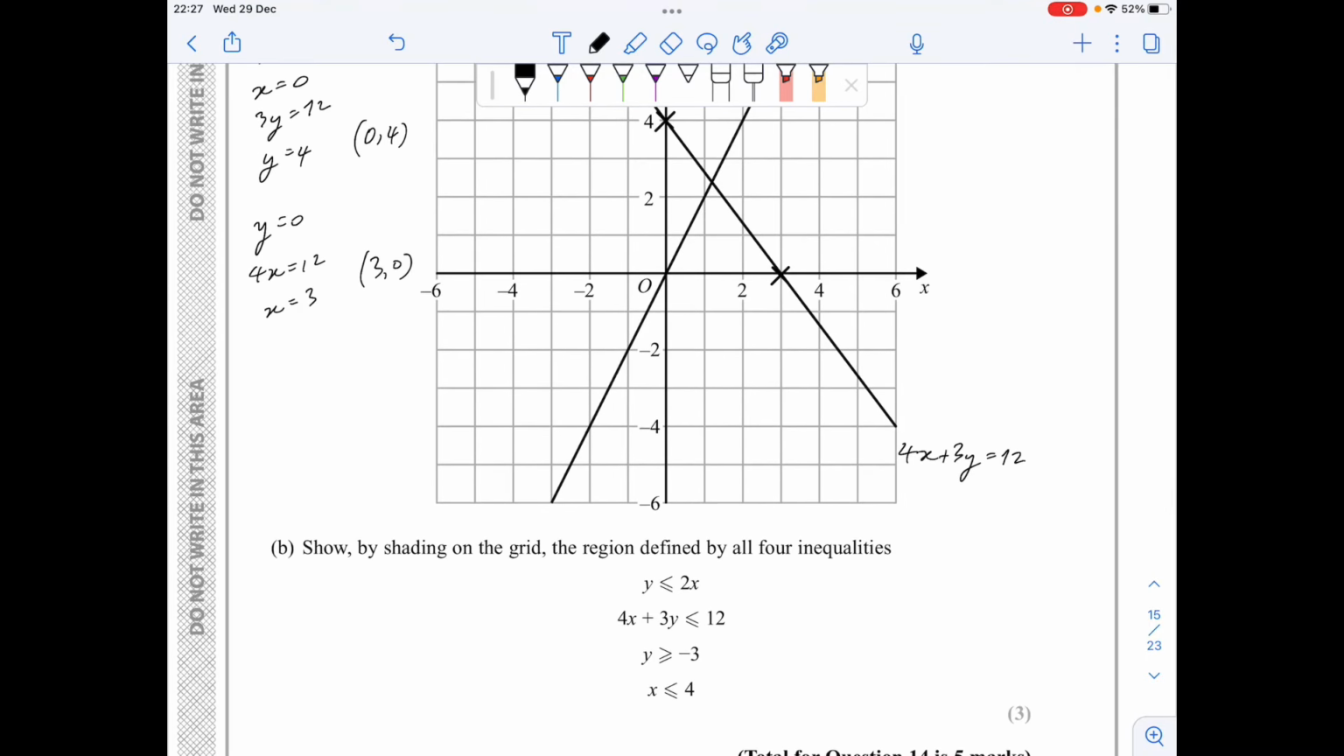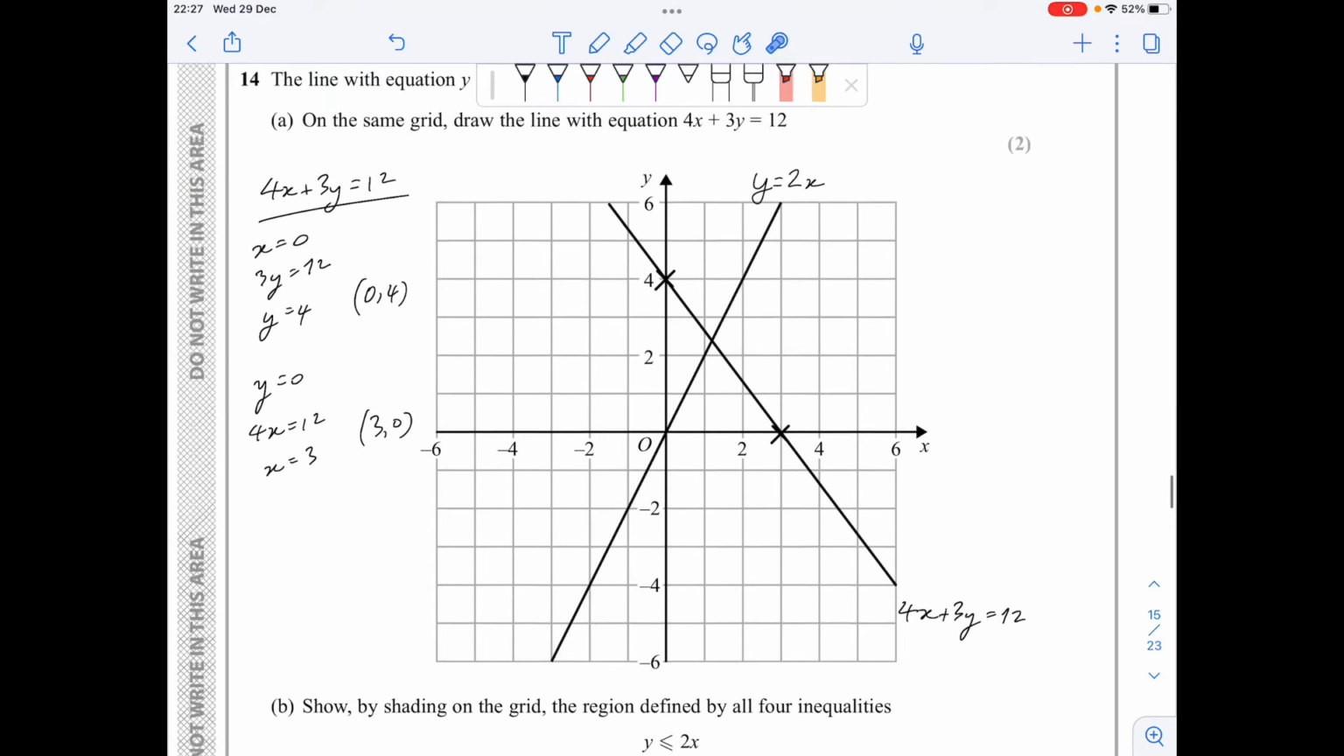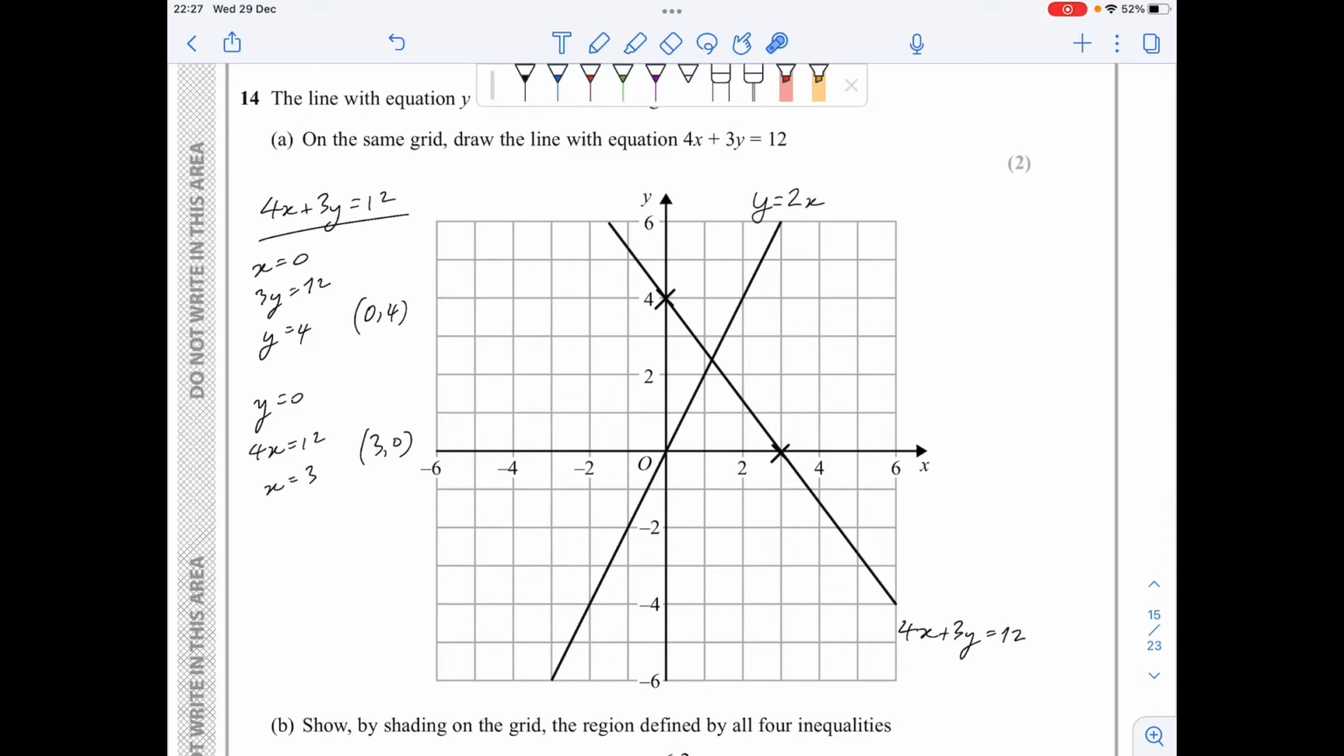For part B, I need to shade the region defined by all four inequalities. I first need to draw the last two lines, y equals -3 and x equals 4. y equals -3 is a horizontal line passing through -3, and x equals 4 is a vertical line passing through x equals 4.